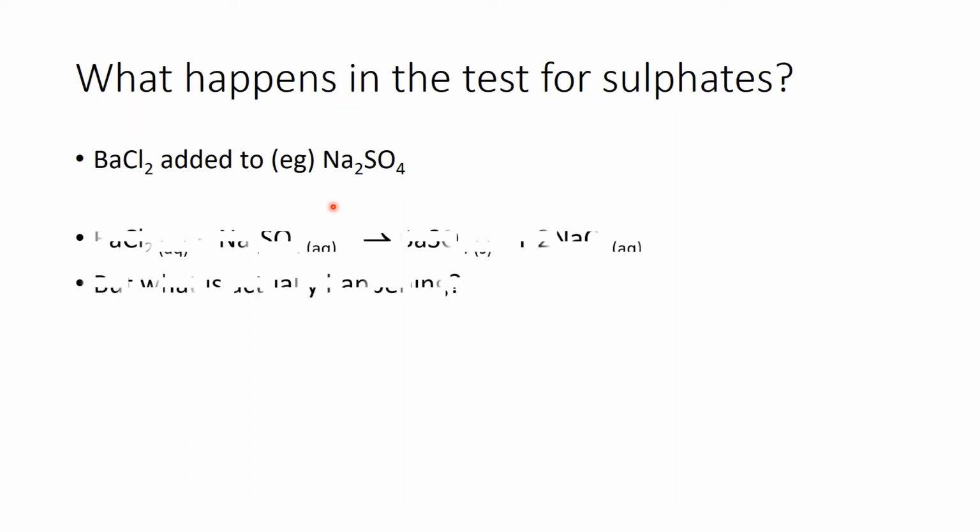And what happens is that the barium chloride will react with the sodium sulfate to form barium sulfate and sodium chloride. Barium chloride is aqueous. Sodium sulfate is also aqueous, dissolved in water. And barium sulfate is that precipitate, is a solid. And you also form sodium chloride, which is aqueous.